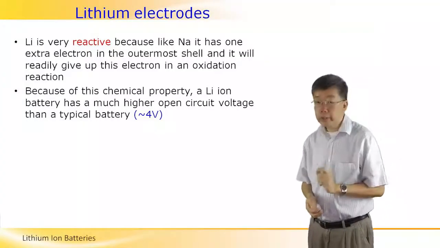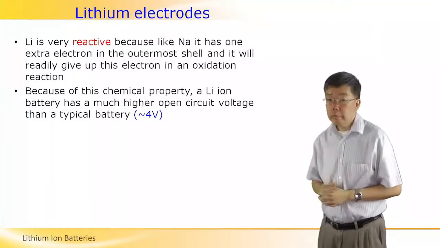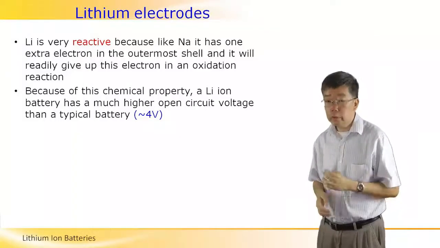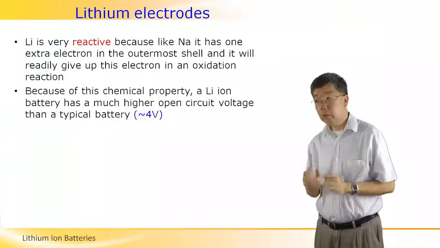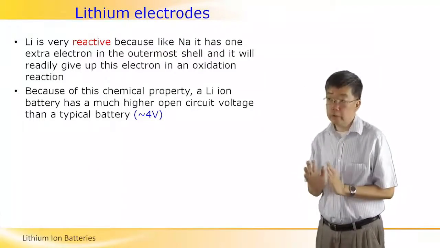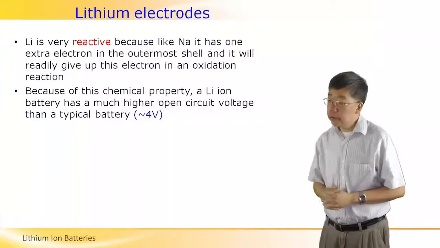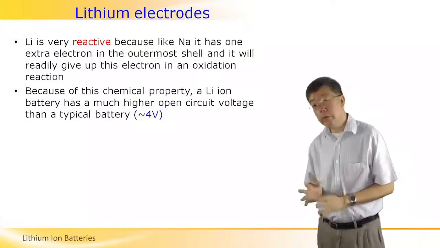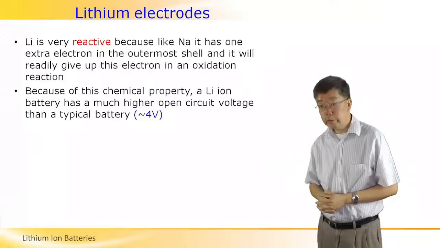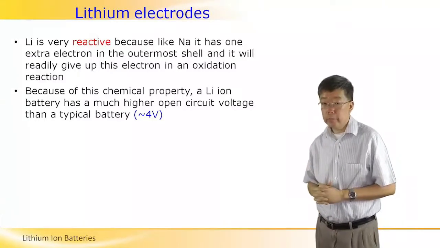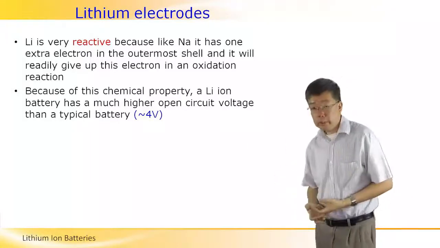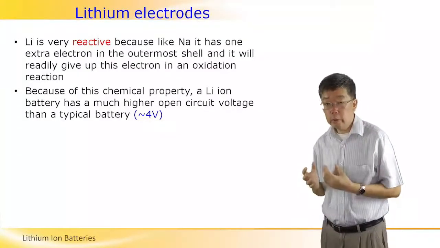And so for this reason, the lithium-ion battery has a higher open circuit voltage than a typical battery. So it's about 4 volts as opposed to 1.5 or 1.2 volts for other battery types. So this makes this type of battery very useful as an energy storage device.